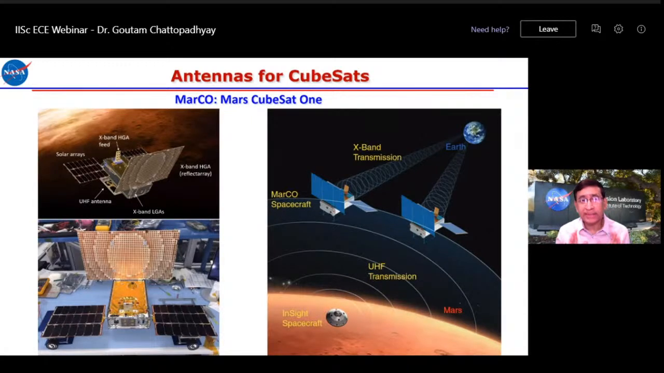In terms of antennas for CubeSats, we have been developing antennas for CubeSats for some time now, but they were at low frequencies. The first interplanetary CubeSat that we developed is called Mars CubeSat 1. The reason we developed this is that right now the Perseverance rover is on its way to Mars.